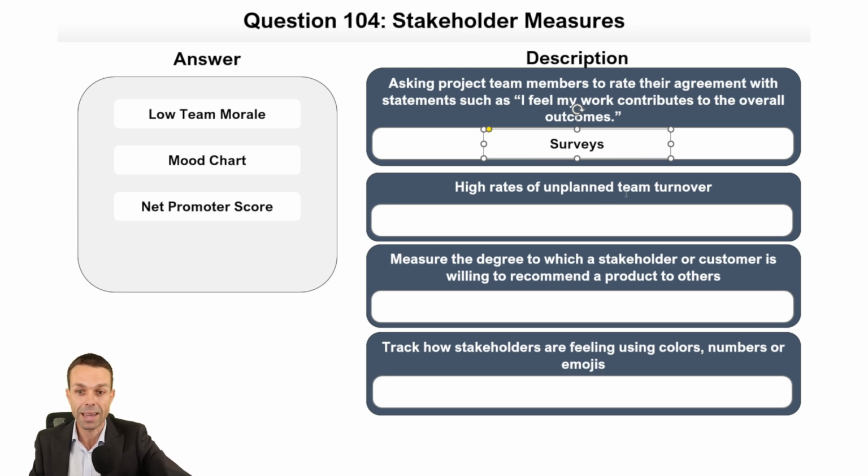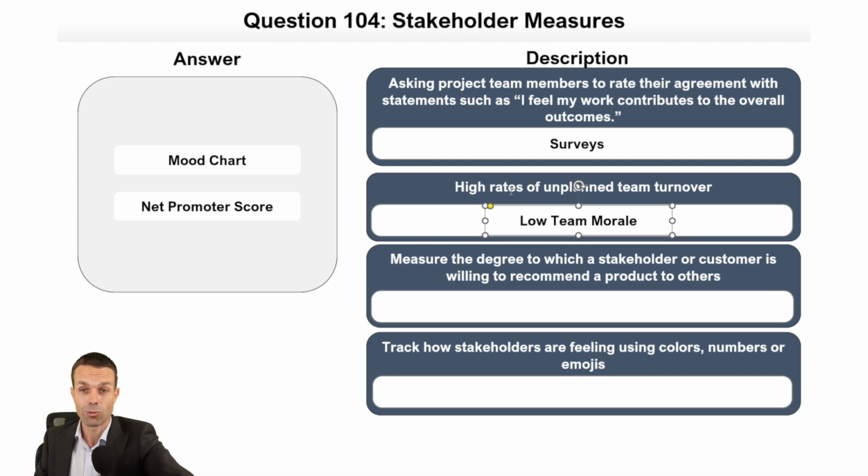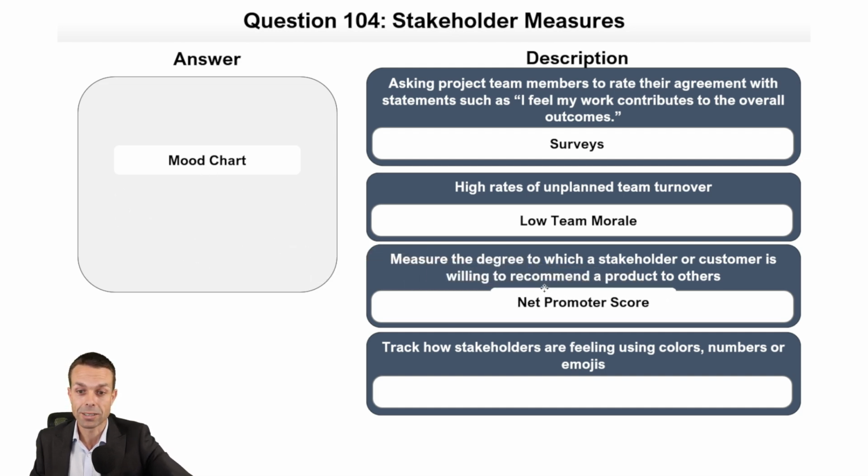High rates of unplanned team turnover. If we have lots of absenteeism or lots of turnover in the team, we have low team morale. They're not engaged, and that can really affect the speed of our project. Measuring the degree to which a stakeholder or customer is willing to recommend a project or a product to others, that's our Net Promoter Score. We ask, how likely would you be to recommend this to a friend on a scale of 1 to 10?